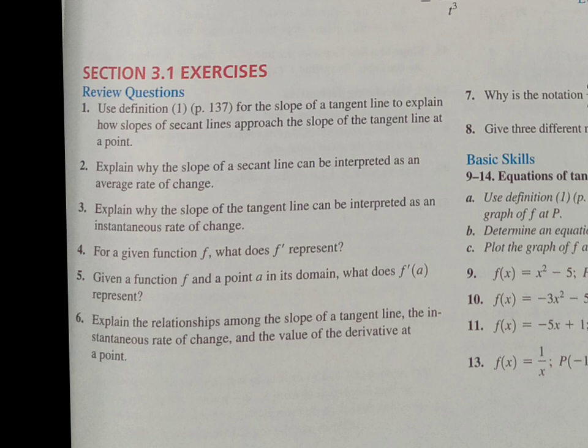Given a function f and a point A in its domain, what does f prime of A represent? The slope of the tangent line at that exact point. Okay. Explain the relationship among the slope of a tangent line, the instantaneous rate of change, and the value of the derivative at a point. It's the same thing. Yeah, all of it's the same.